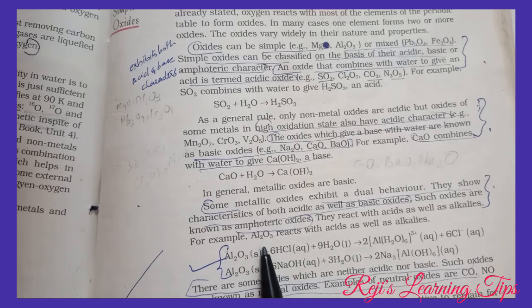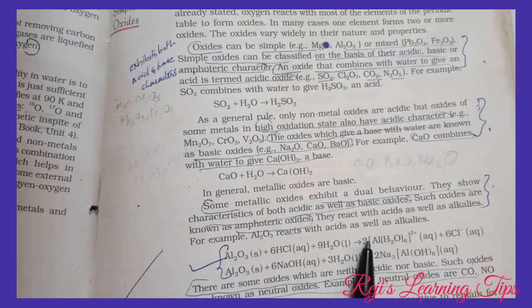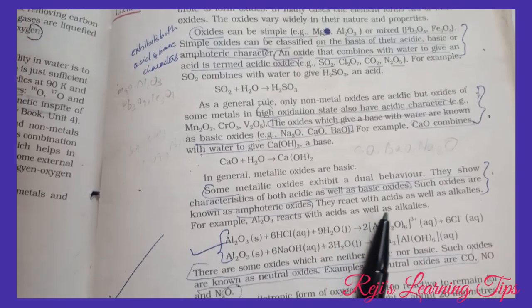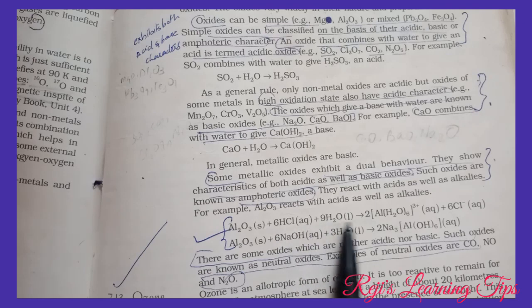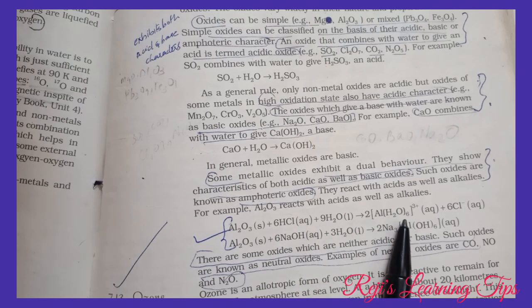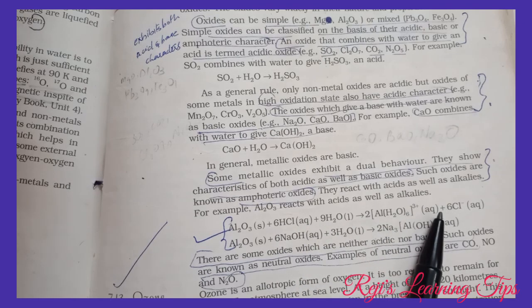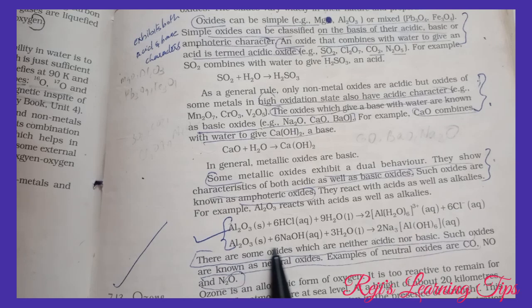For example, Al2O3 reacts with acid as well as alkali. Al2O3 reacts with HCl to give [Al(H2O)6]3+ plus 6Cl minus. Al2O3 reacts with NaOH plus H2O to give 2Na3[Al(OH)6]. So, Al2O3 is an example of amphoteric oxides. Study this equation very clearly.